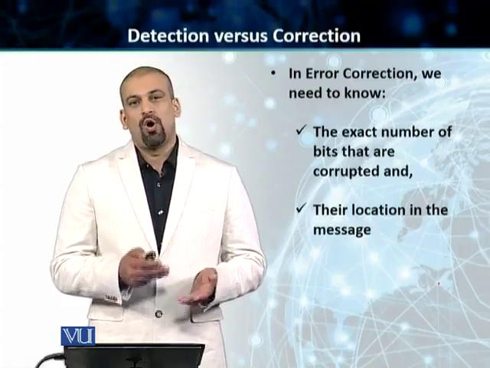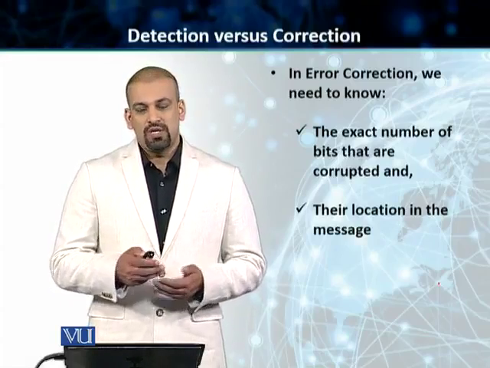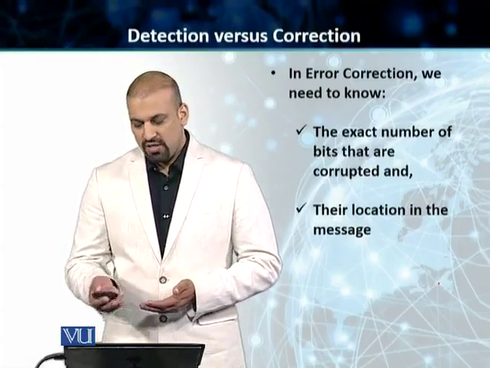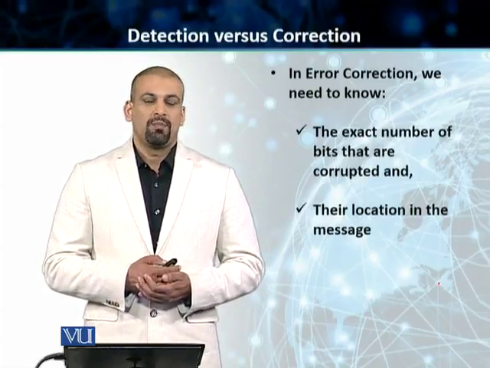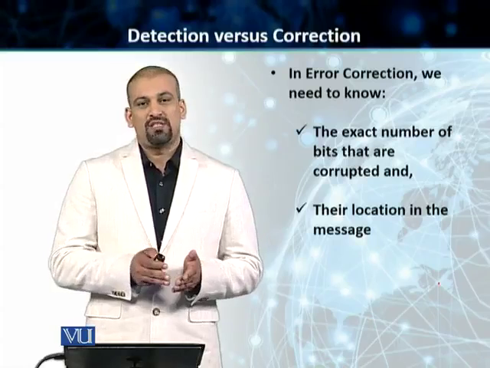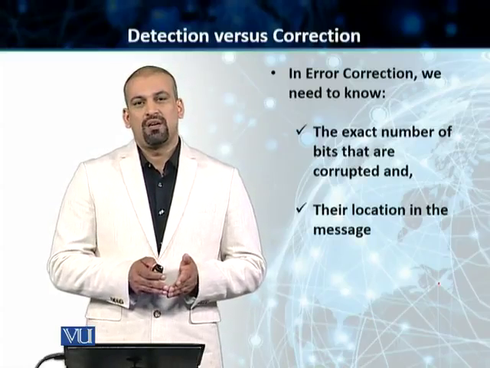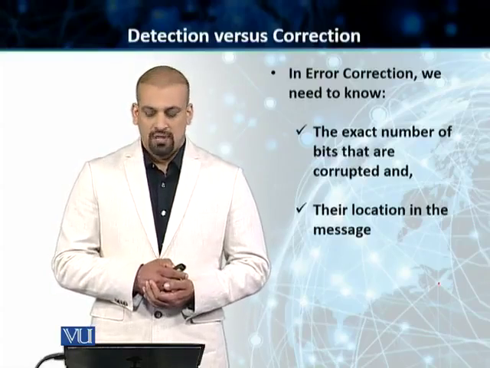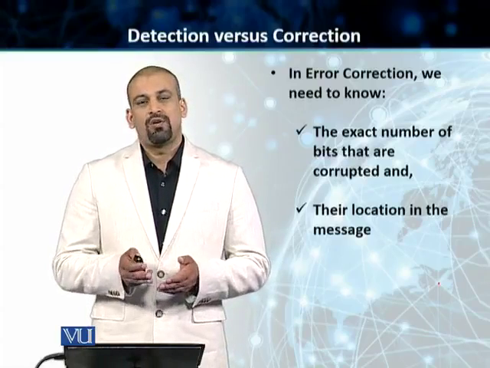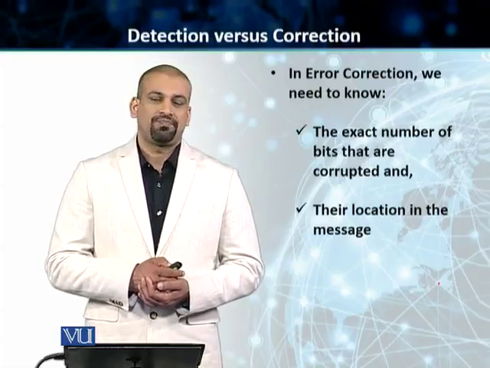It depends on how long your message is. So in other words, just to summarize, error correction will need the exact number of bits that are corrupted, because we need to fix the bits that are impacted. We need to know what are the exact bits that are corrupted. Students, secondly, we need to find out their exact location in the message.